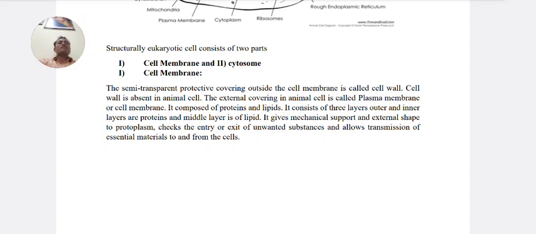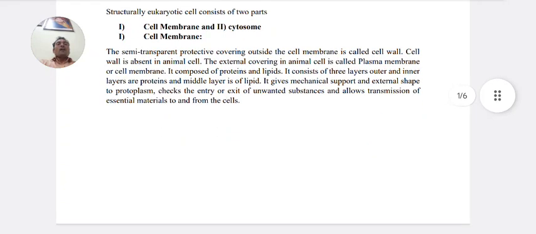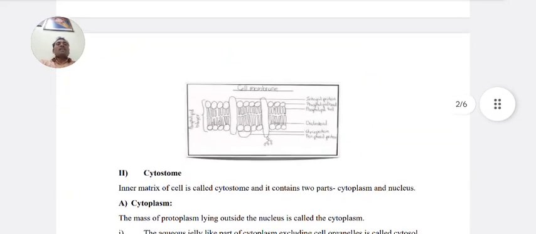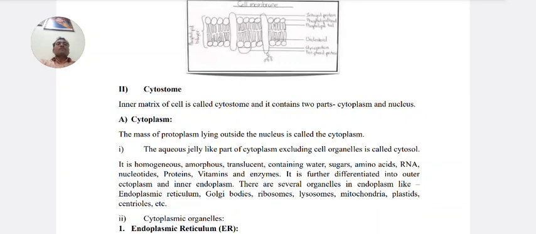It gives mechanical support and external shape to the protoplasm, and it also maintains the entry and exit of substances, unwanted and essential also. The second part is the cytosome. It is the inner matrix of the cell, and it contains two parts, cytoplasm and nucleus. That means it is the innermost part inside the plasma membrane.